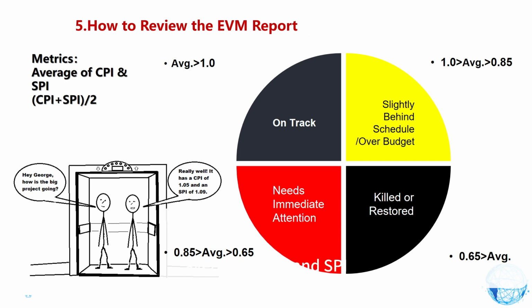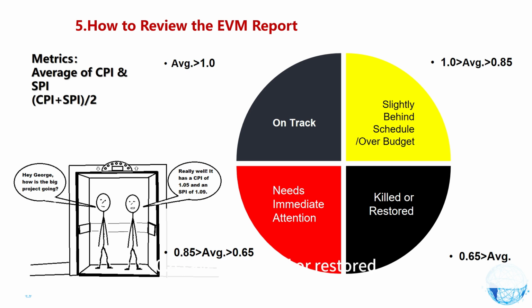Metrics. Average of CPI and SPI: (CPI plus SPI) / 2. An average of 1.0 means on track. An average between 0.85 and 1.0 means slightly behind schedule or over budget. An average between 0.65 and 0.85 needs immediate attention.